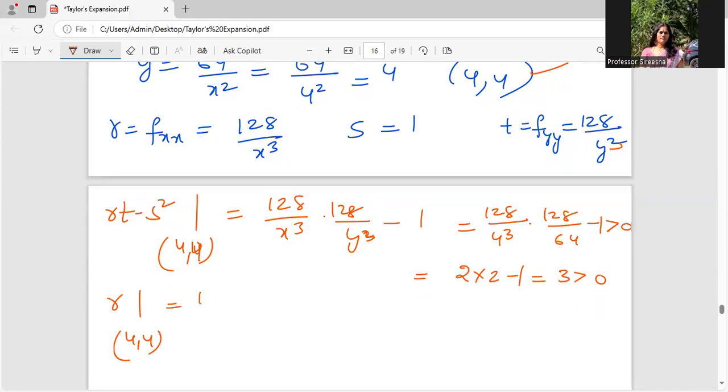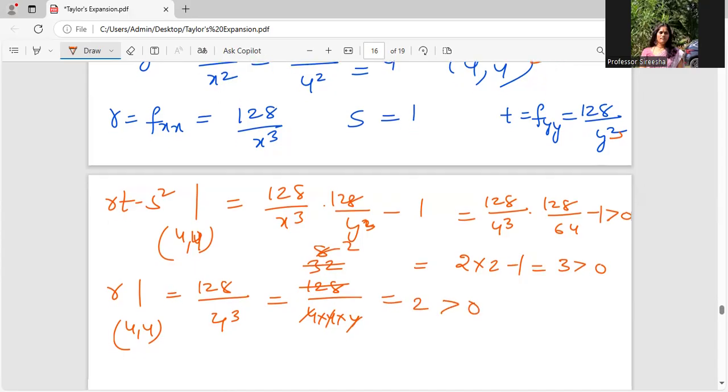Now I'll be finding R at 4 comma 4, guys. What is R? It is 128 by x cube, which is 4 cube because x is 4. So 4 cube would be 128 by 4 into 4 into 4. 4 3s are 12. 4 2s are 8. 4 8s are 32. 4 2s. So I'll be getting R to be 2, which is greater than 0.